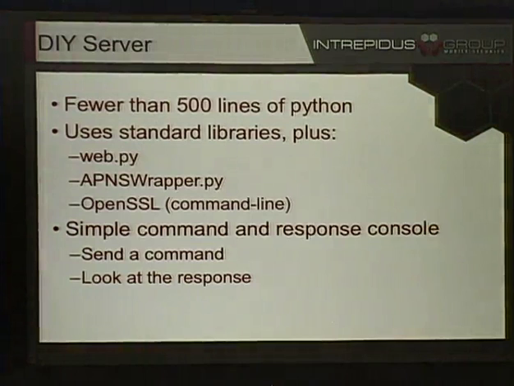So I did. Originally it was 300 lines of Python back last summer. Now it's grown to a little bit under 500 lines of Python. Just using standard libraries, web.py, an Apple push notification wrapper I found off on the network somewhere, and OpenSSL, the command line I used to create certificates for the server, for the CA, etc. It's basically just a really simple command and response console. You send a command, you look at the response, see what comes back.